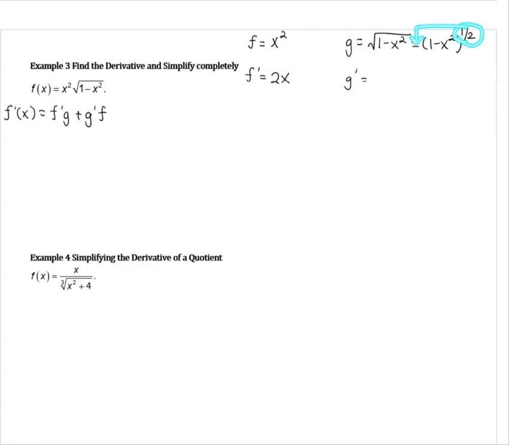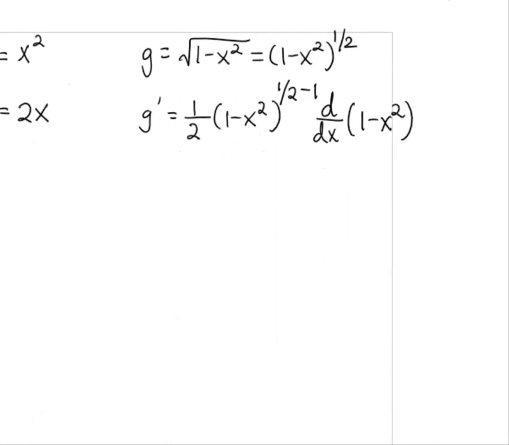So this exponent of 1/2 still does come down in front, and we keep everything that we had on the inside the same. The new exponent decreases by 1, and the chain rule tells us that whatever was on the inside of the parentheses that was not just x, you need to multiply by the derivative of that. So we have the derivative of 1 minus x squared hanging on the outside there. Let's go ahead and simplify this. This new exponent on this 1 minus x squared is going to be a negative 1/2, and the derivative of 1 minus x squared is negative 2x.